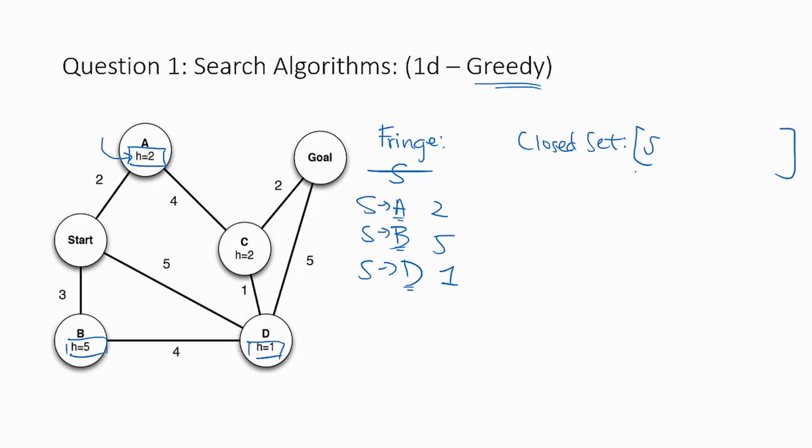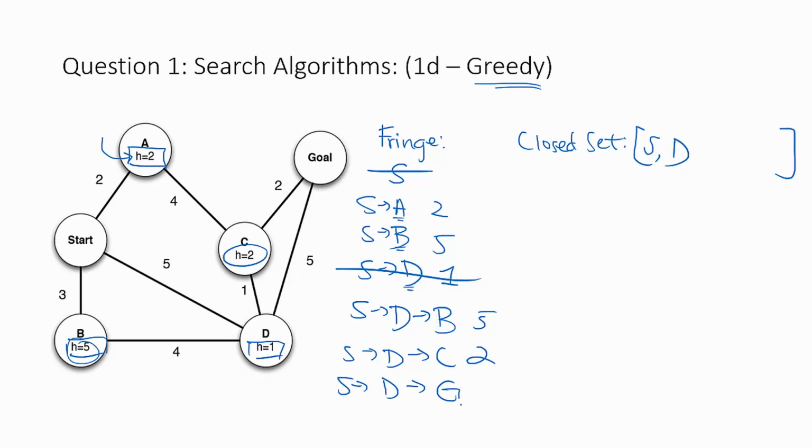Now, let's put S on the closed set. So let's expand S to D. We'll put D on the closed set and enqueue S to D successors, which are S to D to B. The heuristic value of B is 5. S to D to C. The heuristic value of C is 2. And S to D to G. So the goal has an implicit heuristic value of 0. So let's put 0 here.